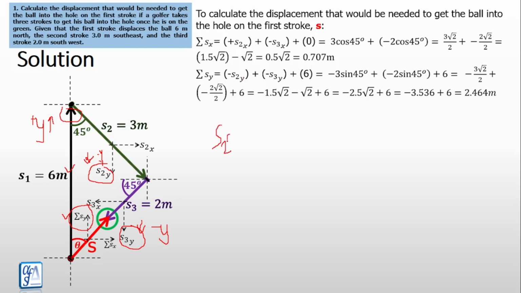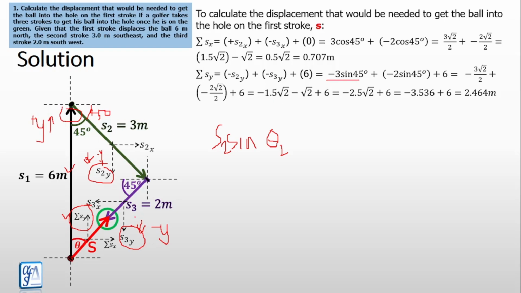S2 sine the horizontal inclination theta 2. Okay, so what would that be? That would be minus 3, because this is going down, so minus 3 s2 sine the horizontal angle, 45 degrees. So automatically that's why we have this here.